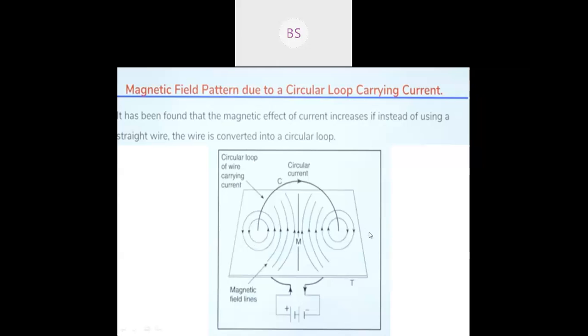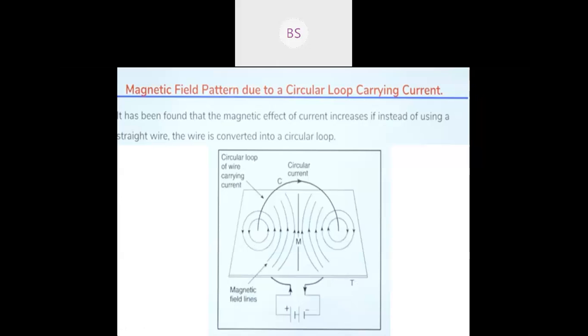Within the space enclosed by the wire, that is between P and Q, the magnetic field lines are in the same direction. You can see here, in this way, it is moving in the same direction. Near the center of the loop, the magnetic field lines are nearly parallel to each other, so the magnetic field may be assumed to be nearly uniform in the same space near the center.